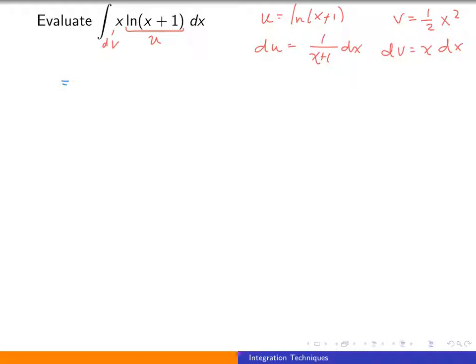So uv, 1/2 x squared natural log x plus 1, and we subtract away the integral of v du. I'm going to let the 1/2 from the v pull out in front of the integral, and then we're going to be anti-differentiating, in this case, x squared over x plus 1 dx. So we have applied integration by parts, and this difficult integral we started with, we've expressed in terms of this new and hopefully easier to evaluate integral.